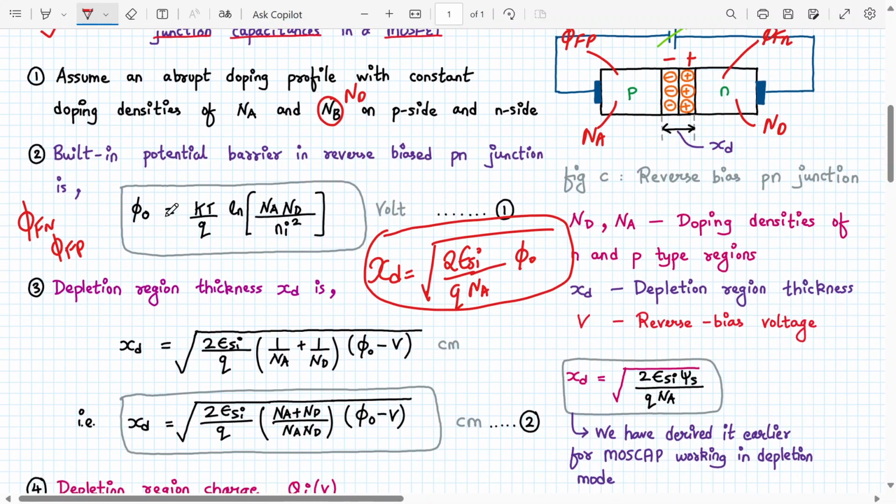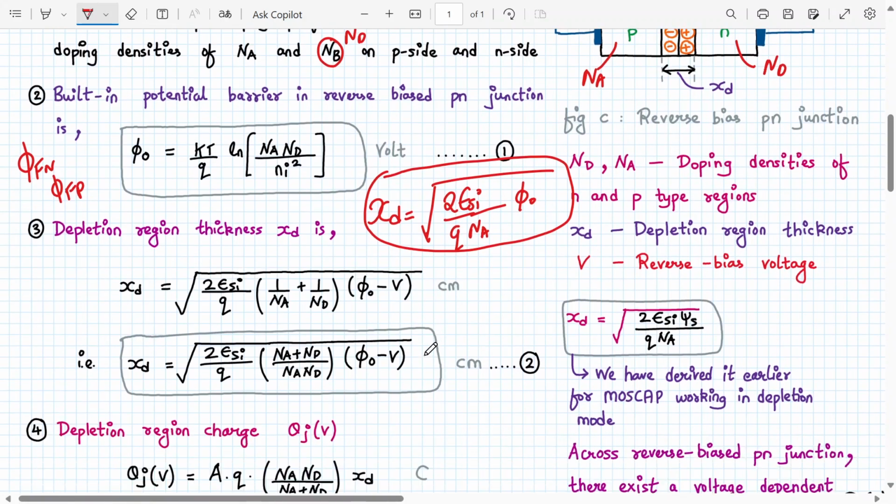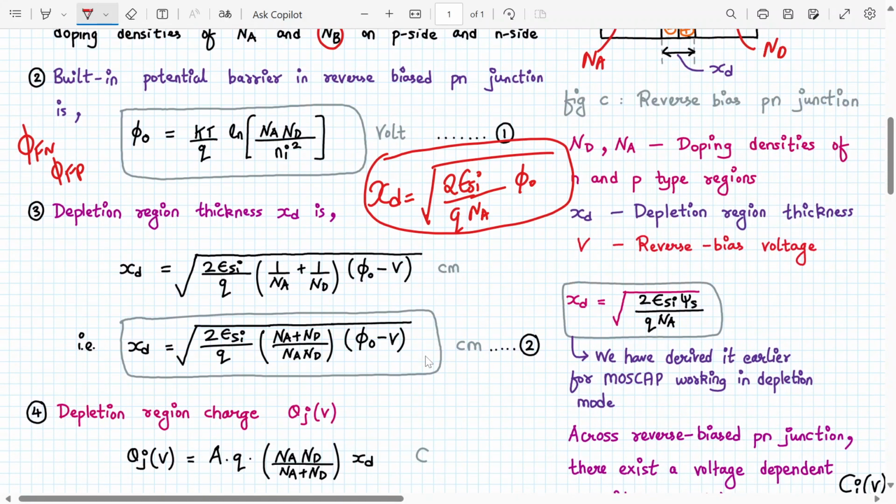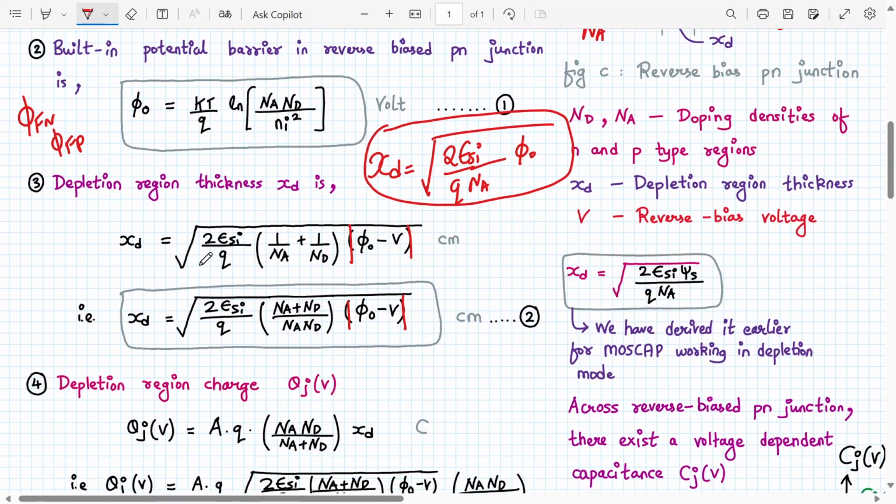Alright, so this barrier potential minus this applied voltage will be... actually, this will be a mod, because this term will be negative. The square root of a negative number is not defined, so this will be a mod. So xd will be the square root of twice epsilon of silicon divided by q into 1 upon Na plus 1 upon Nd into mod of phi naught minus V, which is the applied reverse voltage.